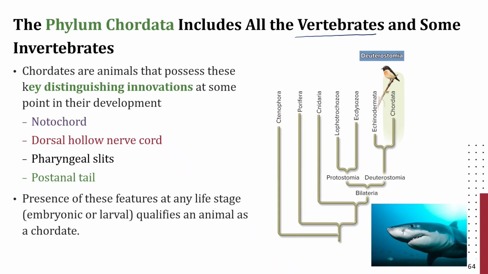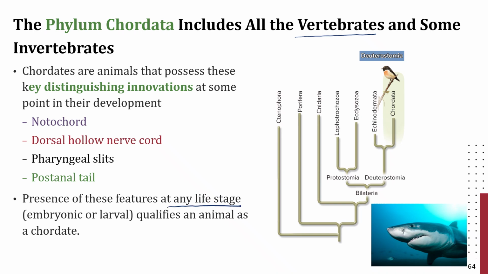So common distinguishing features of the chordates are the notochord. We'll talk about that in just a second. The dorsal hollow nerve cord, pharyngeal slits, and postanal tails. And one thing I would like you to keep in mind is that these are going to be present in all of our chordates, but they can be present at any life stage.